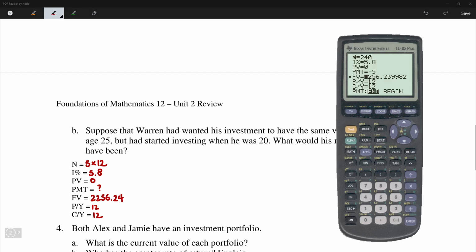So now we can go to the calculator, simply change the first value to 5 times 12, which again is 60. And then we can solve for the PMT, which is going to be $32.50.